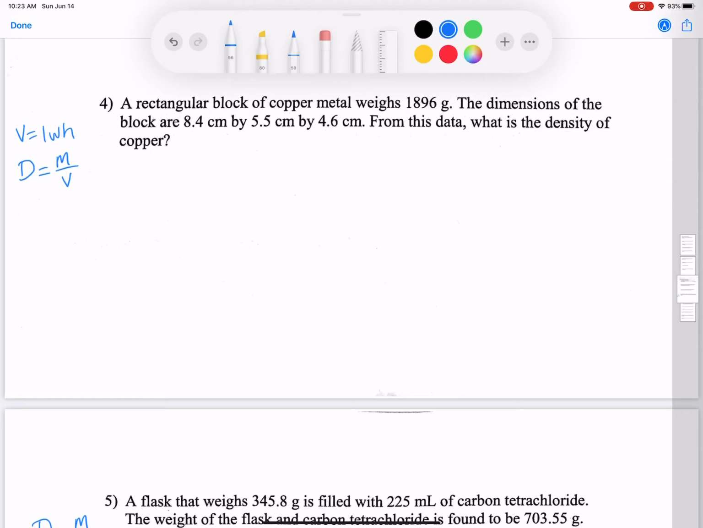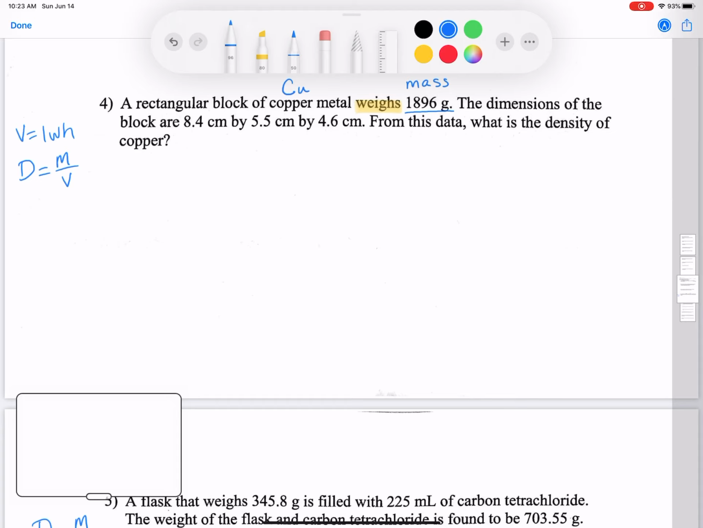Looking at question 4 tells you that you have a rectangular block of copper metal. Copper can be found on the periodic table. It's the element with symbol uppercase C, lowercase u. And this mass of copper metal has 1,896 grams. So this is my mass. Even though the wording in the question says that that's the weight, weight is a less scientific form of saying mass for our purposes right now.